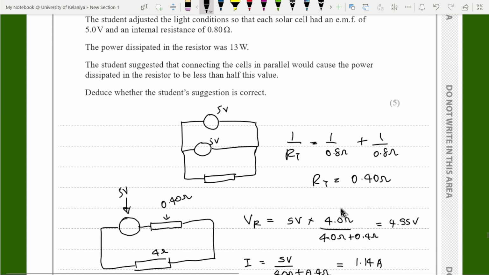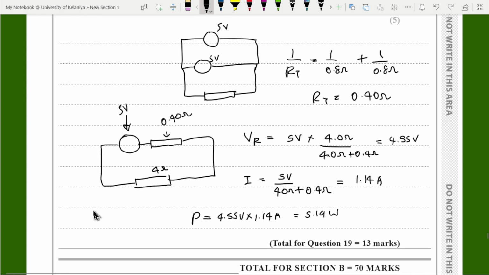So his suggestion is correct. You have to mention that as they are asking. If you write P to two significant figures, it is equal to 5.2 watts, which is less than half of 13 watts. So the suggestion is correct.